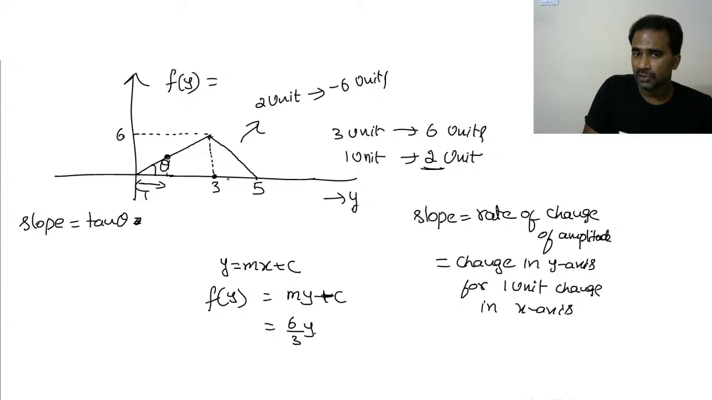Within 2 units, for 2 units change on x-axis, there is a change of minus 6 units. Don't say 6 units because it has decreased. Change is negative when it is decreasing. Change is positive when it is increasing. So for 1 unit change in x-axis, what happens with y-axis? Divide both sides by 2, minus 3 units. So for 1 unit change in x-axis in this region, there is a decrease of 3 units.